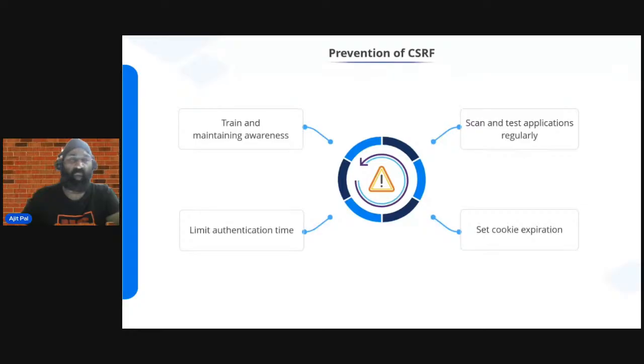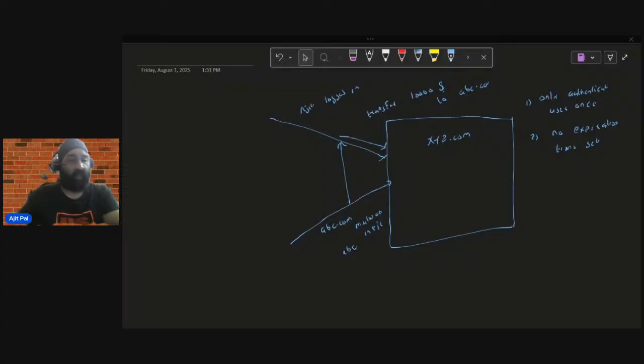I remember during one such training, someone asked me how we can identify XSS, CSRF, and these vulnerabilities. You can do it manually also, but for that you should have experience. Otherwise, there are VAPT tools, vulnerability assessment and penetration testing tools like QualysGuard and Nessus, with the help of which you can easily find them. Limit authentication time. Don't allow infinite authentication, and set cookie expirations. So this is about CSRF.